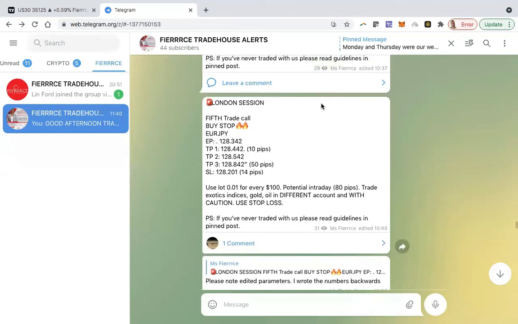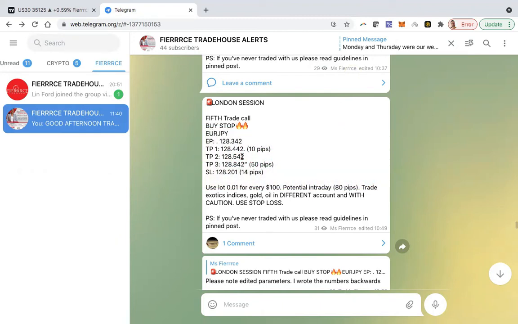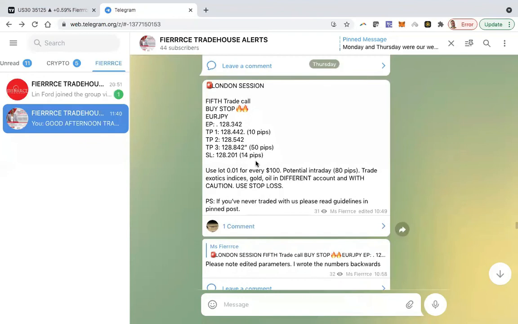Do I take TP1? Do I take TP2? Do I take TP3? Do I just get lost? You know, so this is the thing, right? So let's look at this trade. This is a Thursday trade, Euro JPY.